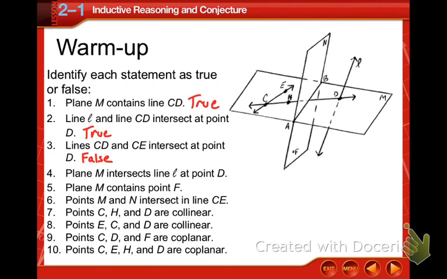Number 4, plane M intersects line L at point D. Again, remember I said that line L was going through. That's what the dotted line means. So here's L. Plane M is that big sheet going through there, and L does go through M. And it is at, again, point D, so that is another true.